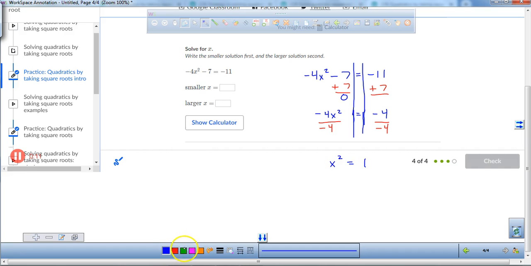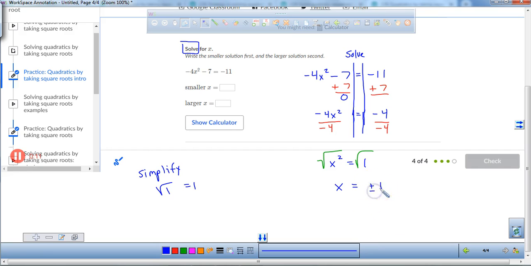And then the last thing we do is we take the square root of both sides. Now, most of you know that the square root of 1 is 1. But technically, whenever you see the word solve, not simplify, it's different. If I said simplify the square root of 1, the answer would just be 1. But if I said solve, and I see x squared equals 1, when I take the square root, I have to say a plus or a minus.